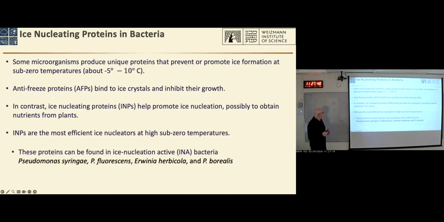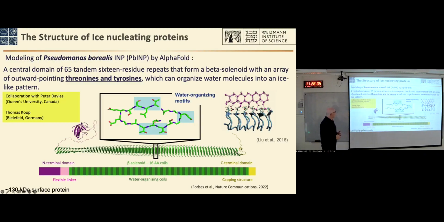And one of the questions is, how do these proteins promote ice formation? Here I want to show you a study that we conducted on these proteins in bacteria in order to understand how the structure of the protein promotes ice nucleation. So this is a model of this protein. This model was generated by something called AlphaFold. AlphaFold is an amazing revolution in biology that allows us, using a Google tool, to study the structure of proteins. This is the best tool in the world now to identify the structure of proteins.